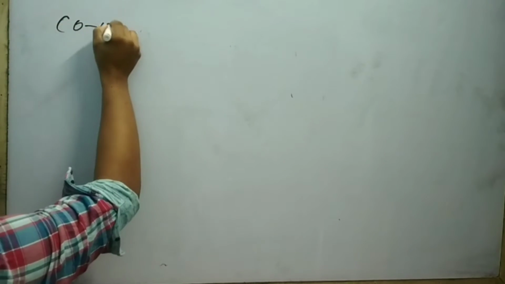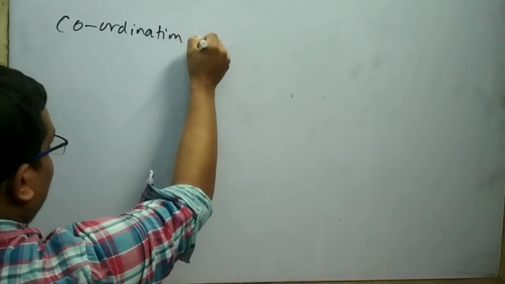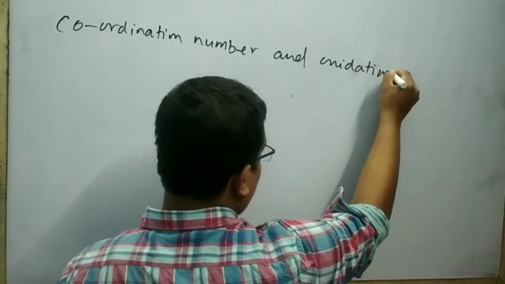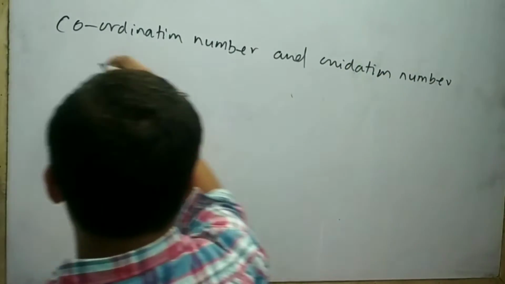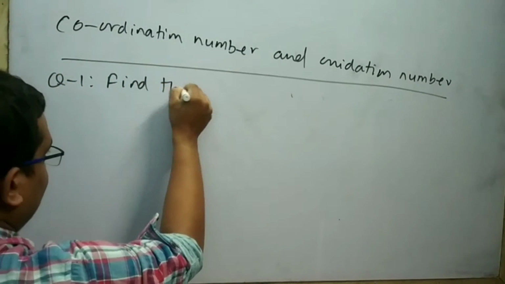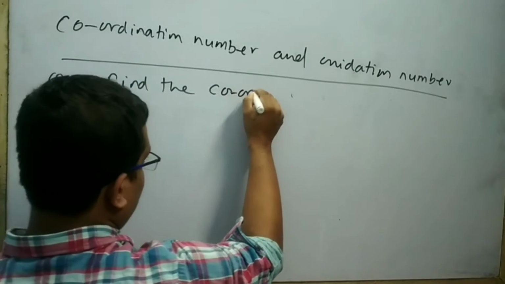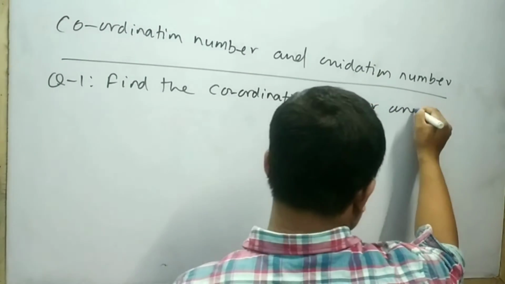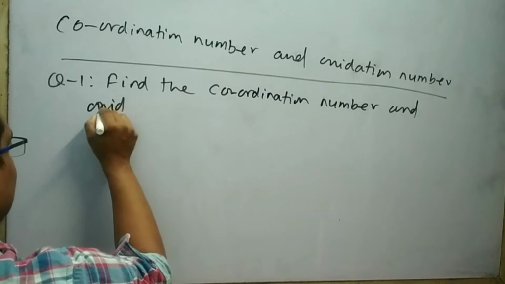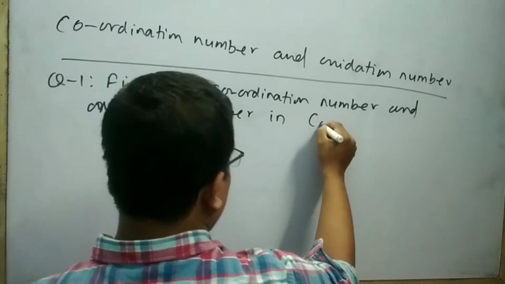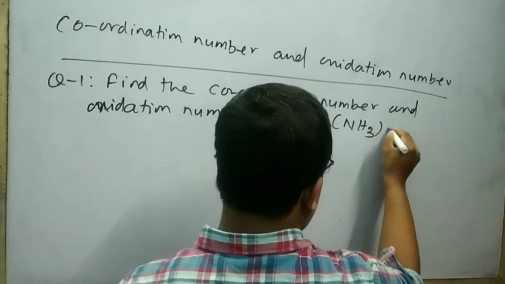Now I will discuss some questions related to the coordination number and oxidation number. First question is: find the coordination number and oxidation number in [Co(NH3)5Cl]Cl2.